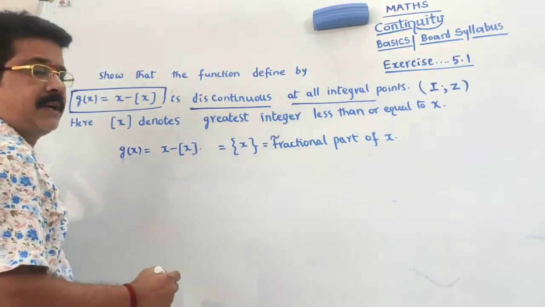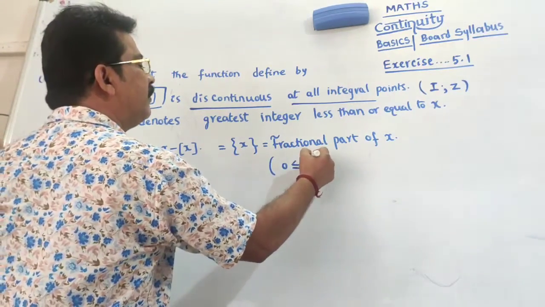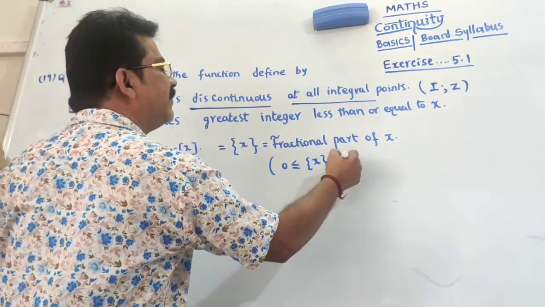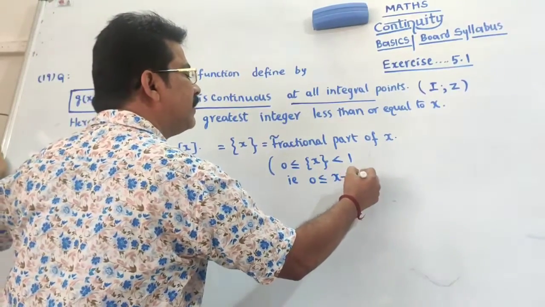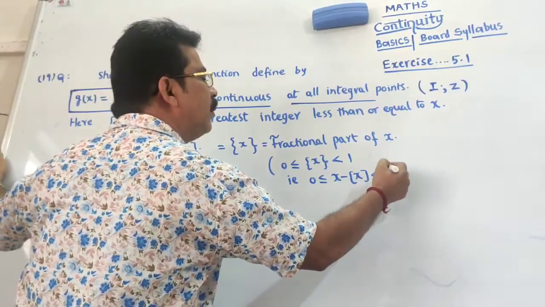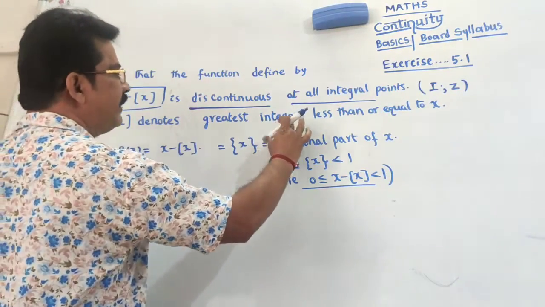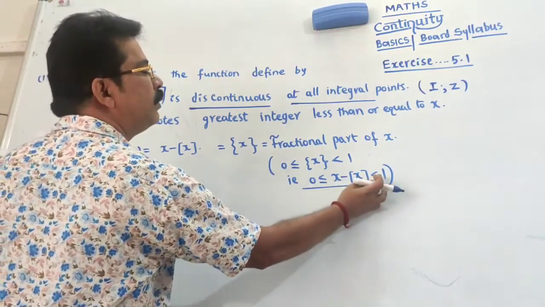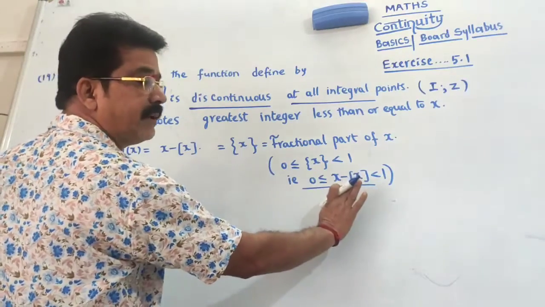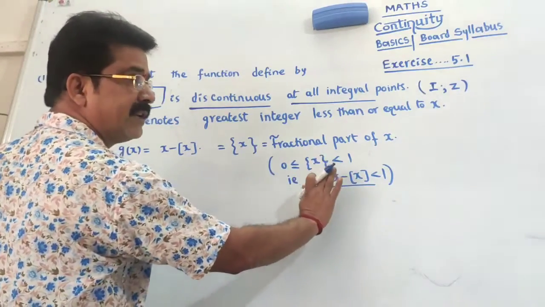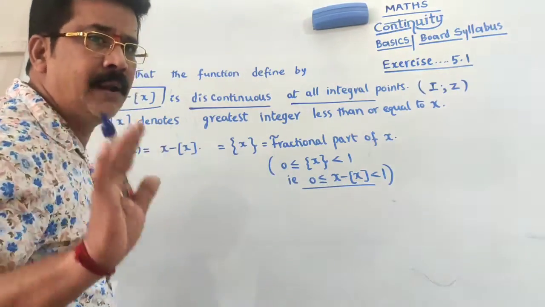Remember this definition and notation, and it will be 0 less than or equal to fractional part of x is less than 1, that is 0 less than or equal to x minus box of x less than 1. Remember this property. So therefore it is called fractional part of x. It always lies between 0 and 1. Particularly it may be equal to 0 but strictly less than 1. It should not become 1. So remember all those things. This definition, notation and property are useful for competitive exams.